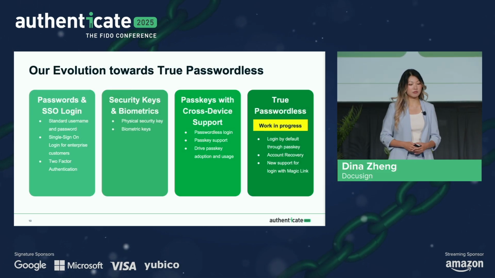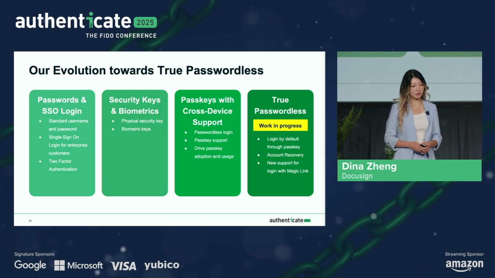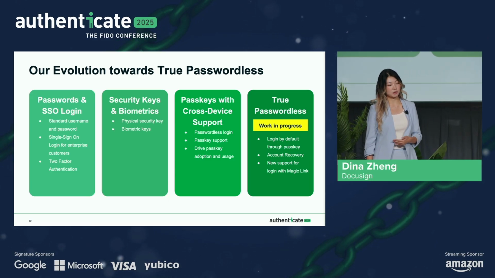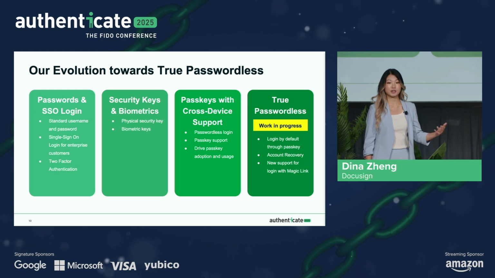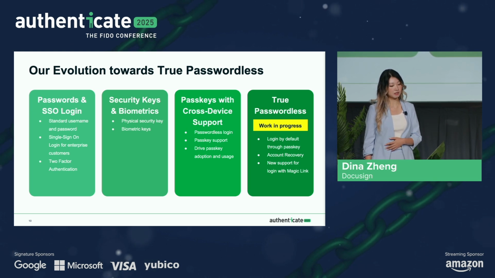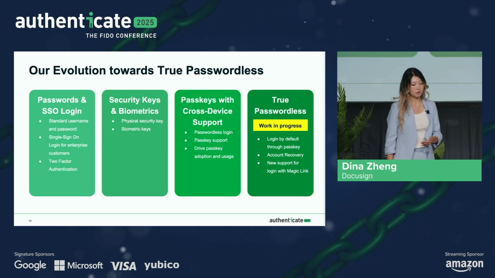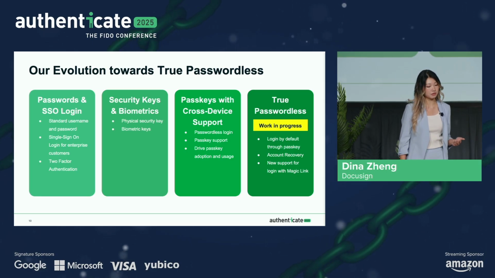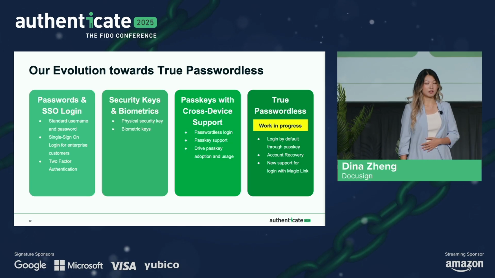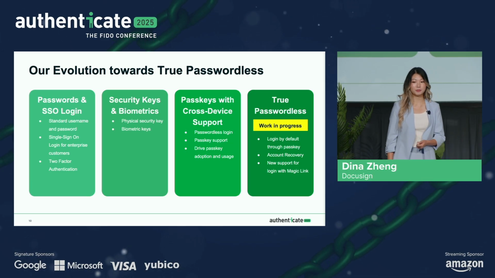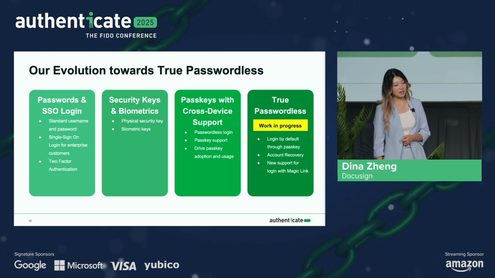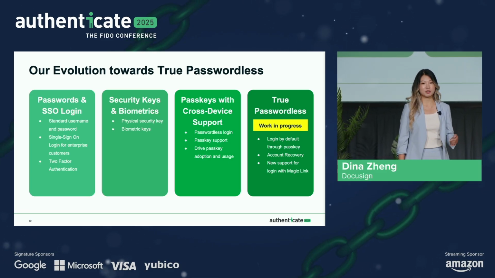First, at the beginning of our journey, we started with supporting the traditional passwords, which is your basic username and password login experience. For our enterprise customers, we are supporting single sign-on, SSO login, and two-factor authentication, which allows users to further secure their accounts with a secondary form of identification, like a phone number, secondary email, or even Authenticator app. Then we added security keys and biometrics.